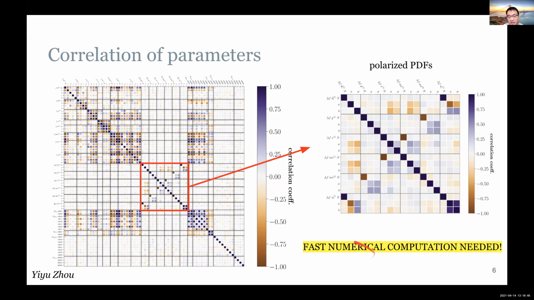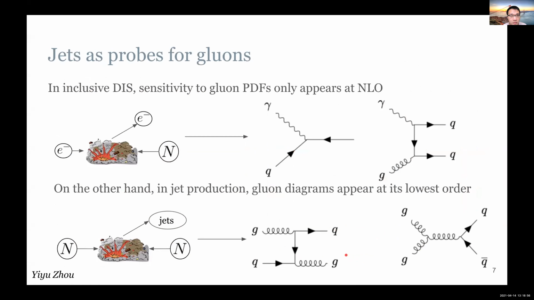So this tells us that a fast numerical computation is needed. And given the time limit, I'm not going into the details of this numerical implementation, but instead I'm going to jump right into why we are interested in jets. Unlike DIS, the jet has a gluon sensitivity in its lowest order. So this makes the jet a very good probe for the gluon distributions.